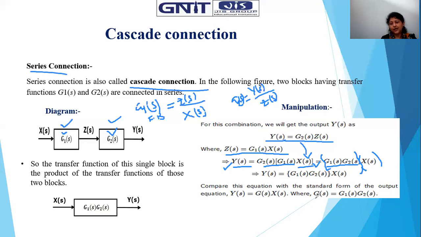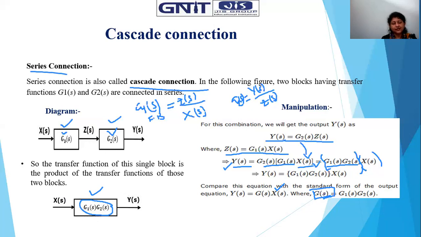So if one says that I am drawing a single block with that transfer function, what will you get? You will get G1S into G2S. So the final manipulation is there. We are putting the transfer function in a single block, with the input as XS, or excitation as XS, and YS as output. So YS equals G1S into G2S into XS, right? That has been reflected over there.